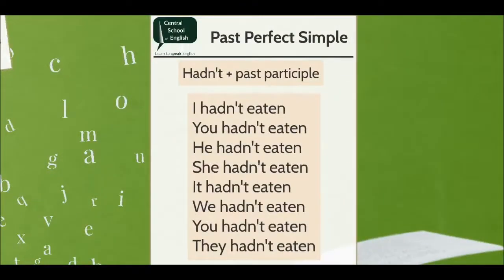To make a negative sentence, we must use hadn't plus the past participle of a main verb. Using the main verb to eat, we can say, I hadn't eaten, you hadn't eaten, he hadn't eaten, she hadn't eaten, it hadn't eaten, we hadn't eaten, you hadn't eaten, they hadn't eaten.